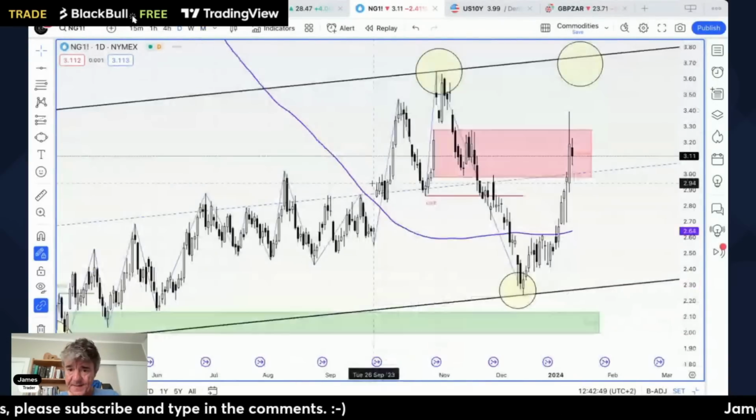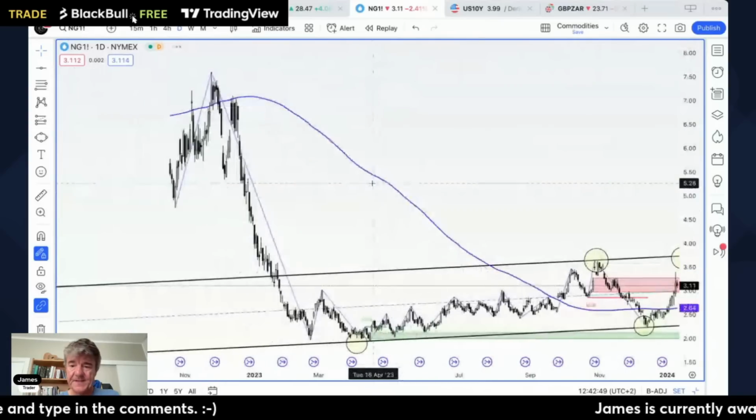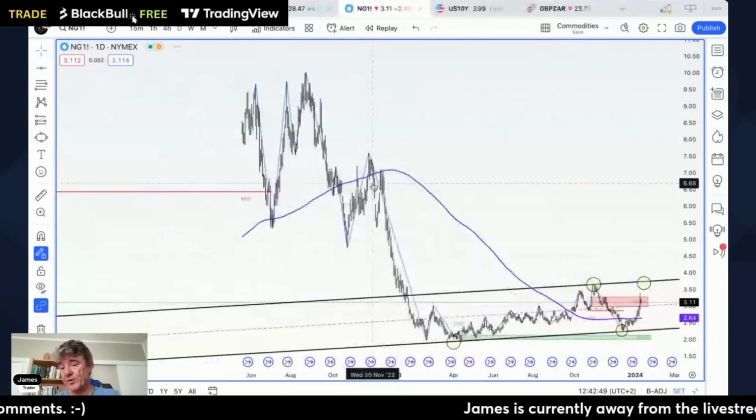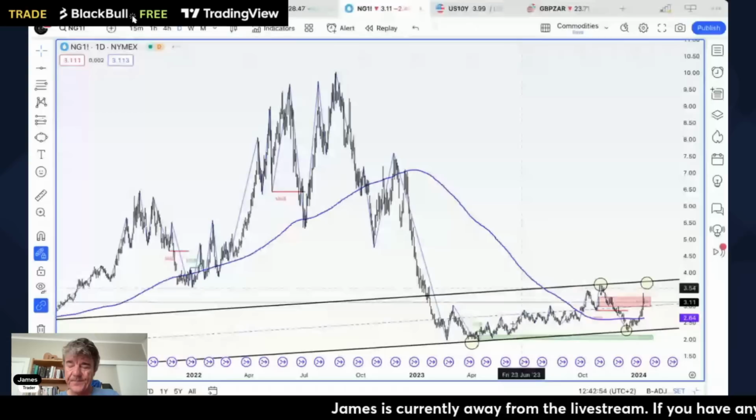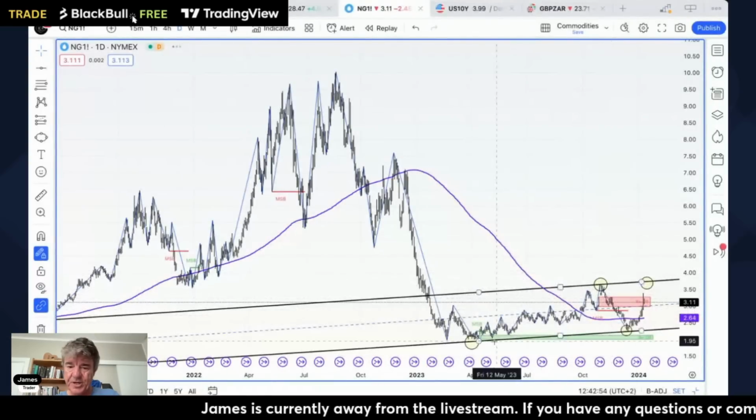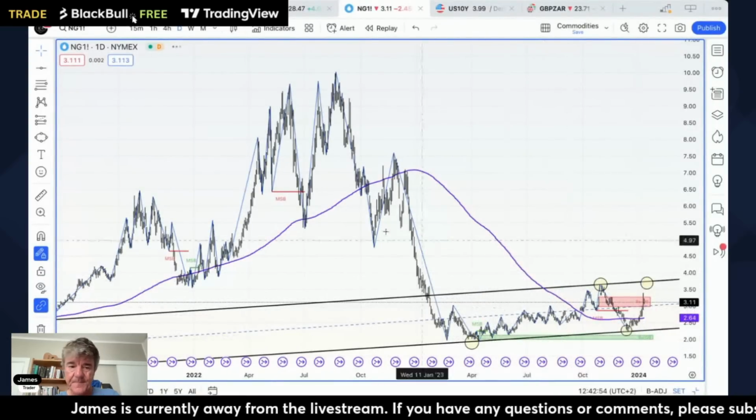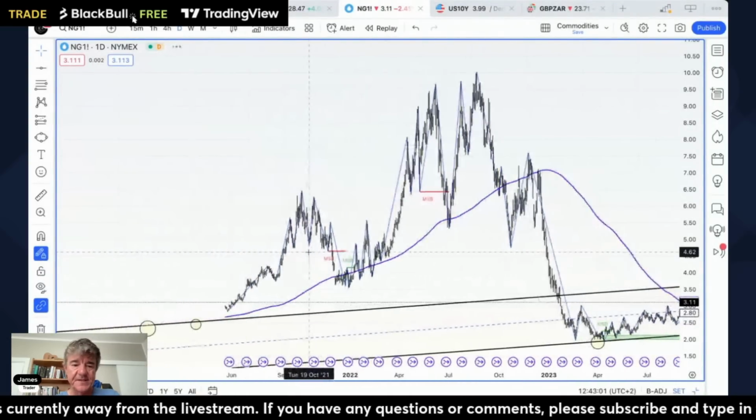Let's just zoom out so you can see it's a beautiful channel. It's perfectly respected. One touch there at the top, several touches along the bottom. But look across to the left-hand side here.